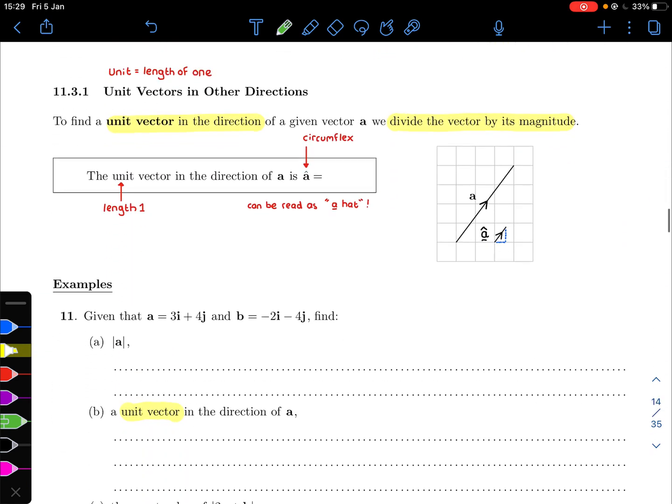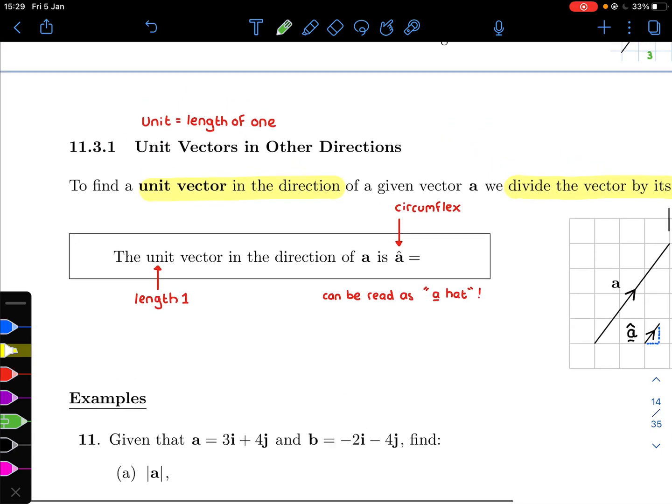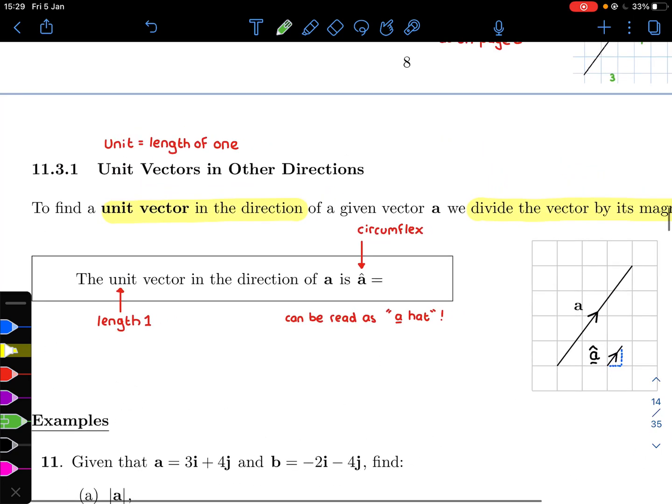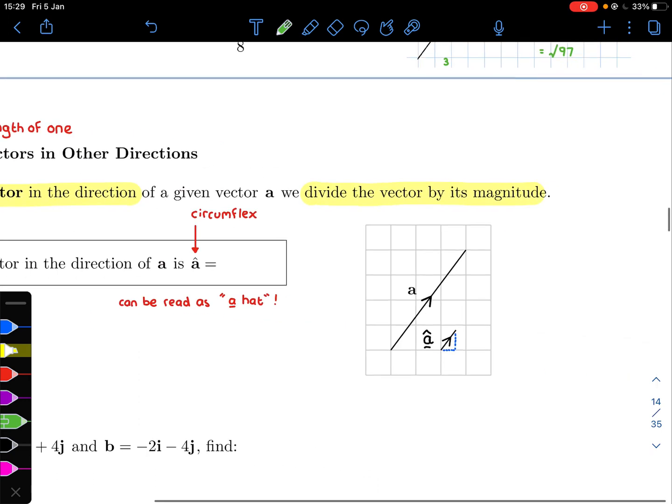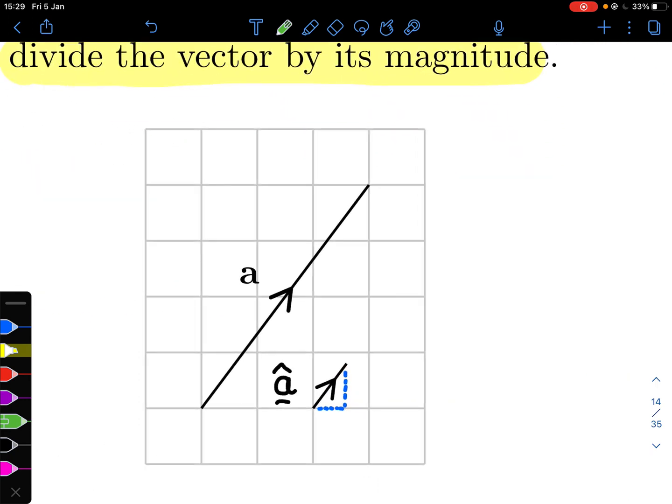Now, in the previous video, we talked about unit vectors, the unit vectors i, j, and k. Unit vectors have a length of 1. i, j, and k are the ones in the x, y, and z direction, respectively. But what if we wanted to find a vector of length 1 in another direction? So for example, on the diagram, I've got the vector A, and I want to produce the vector that's going in the same direction, parallel to it, but the length of it is just 1. That's what we call the unit vector.